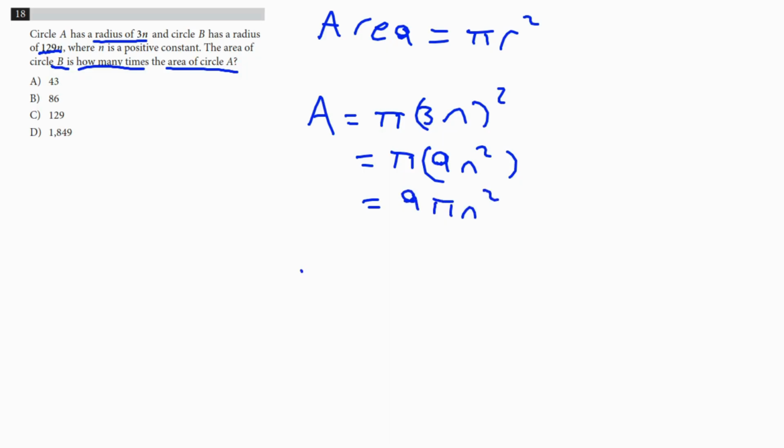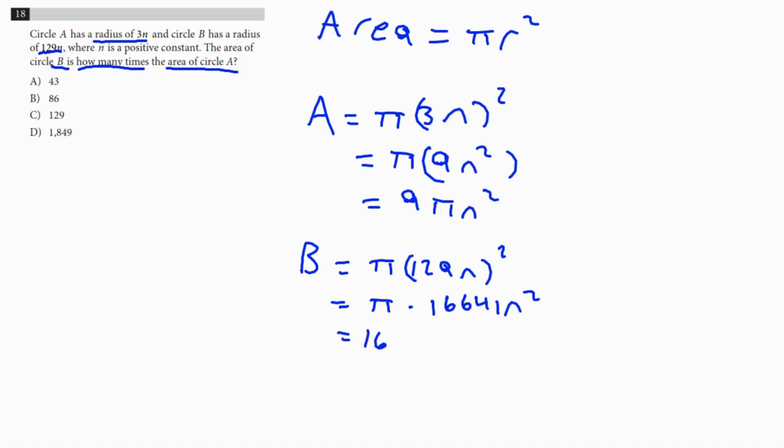And then same thing with B. This is going to be pi times 129n, and all of that squared, and then that's just going to be pi times 129 squared. You got to put that in your calculator, unless you're a genius and you can square it in your head, but I can't. So that's going to be 16,641 n squared, and then I'm just going to rewrite this as 16,641 pi n squared.